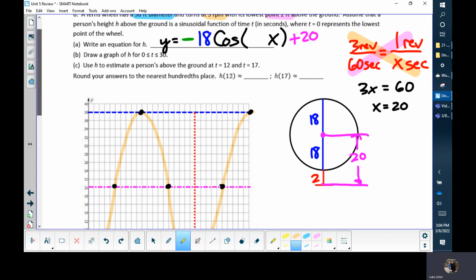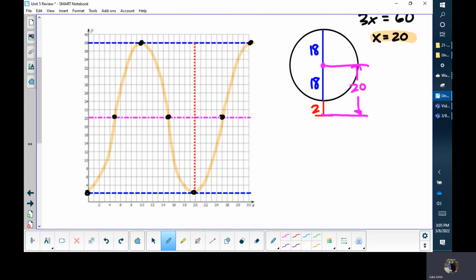Okay, I do need to figure out B. Here's the big mistake. Don't just put 20 right here. That's the period. The period does not go in my equation. B goes into my equation. So I need to figure out what goes here that creates 20. Now, you'll remember there's a formula for period. It's 2 pi over B. And when does that equal 20?